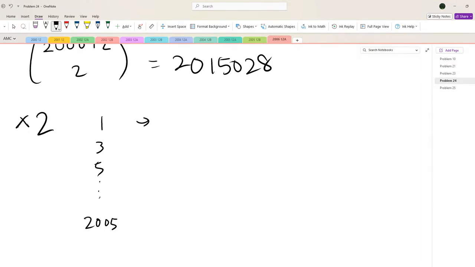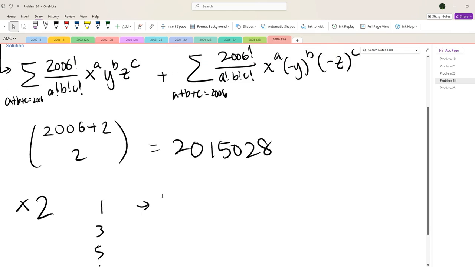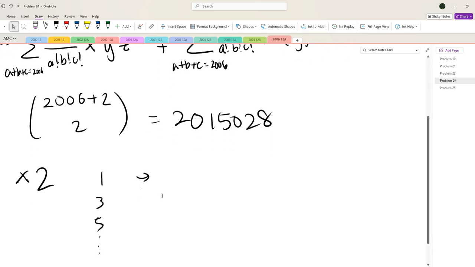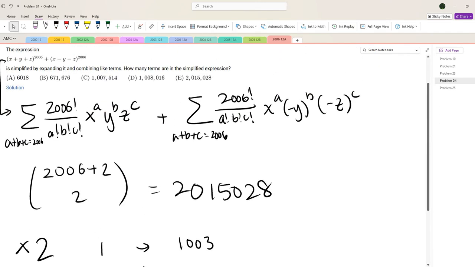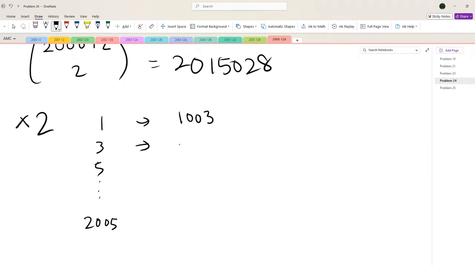And so when b is 1, c could be any value from 0 to 2005, except it has to be even. So an even value from 0 to 2004, and that gives 1003 options. And for b equals 3, c has to be an even value from 0 to 2003. So that gives 1002 options, etc., all the way up to 2005, which gives one option.